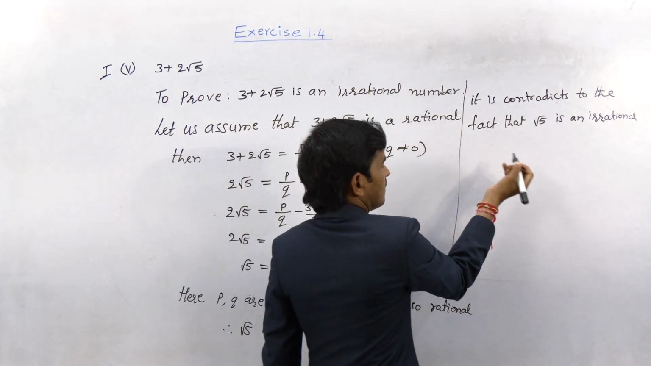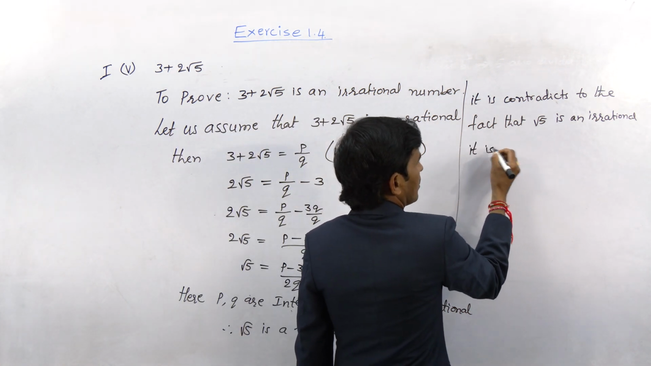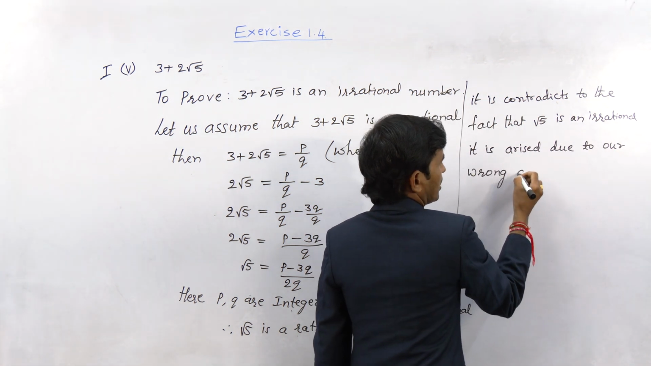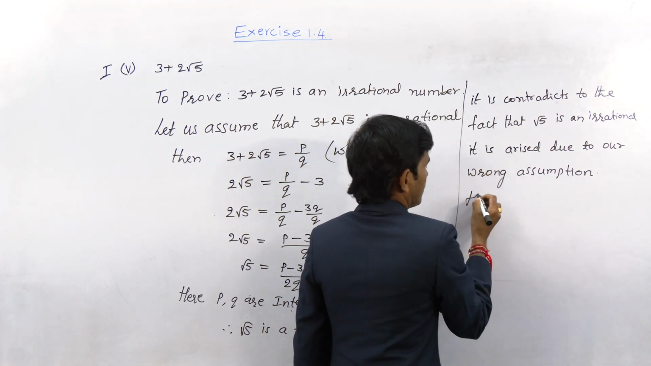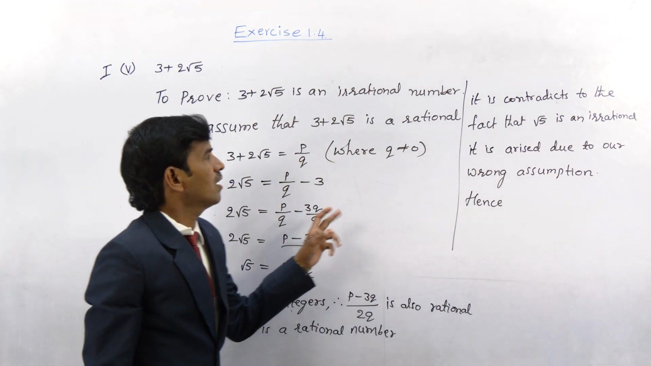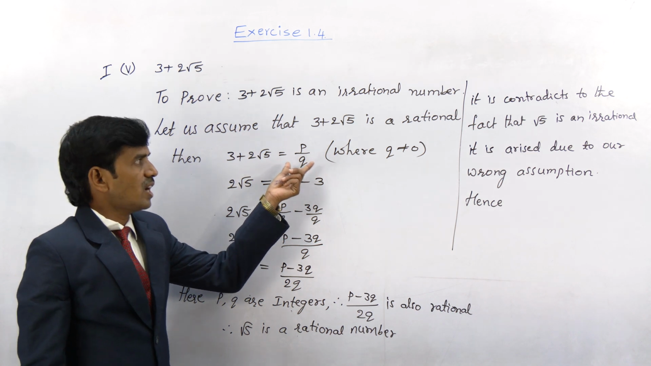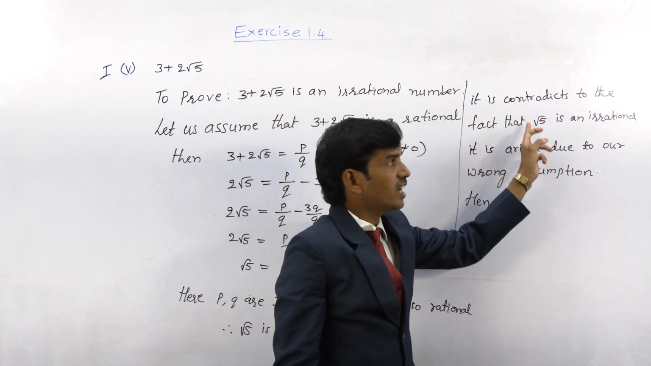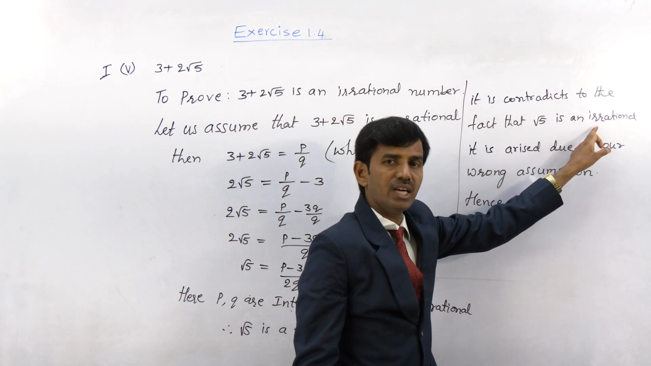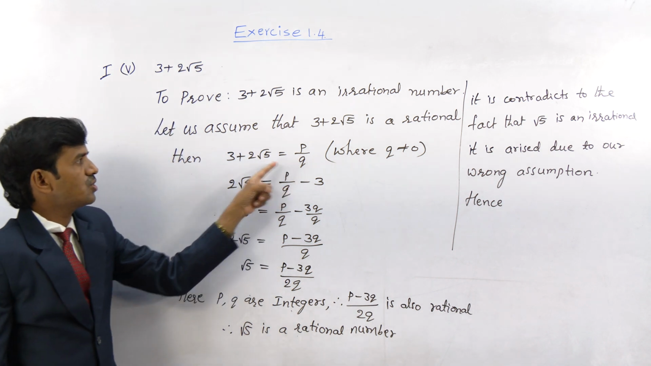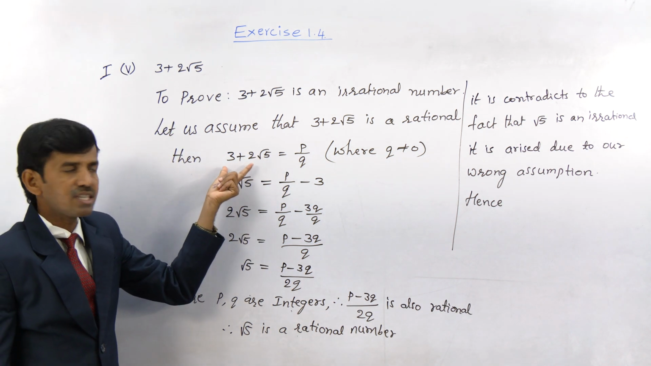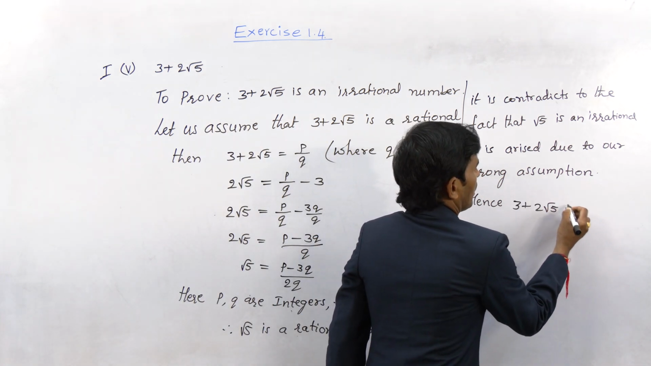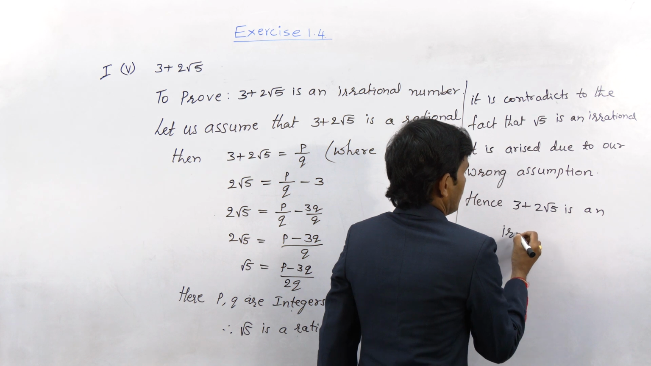So here it has arisen due to our wrong assumption. Hence, what is correct then? As our assumption is wrong, what we assumed is that this is a rational number, but what we achieve finally is a contradiction to the fact. What is the fact? Root 5 is irrational. So our assumption is wrong. So what should be considered then? Instead of a rational number, 3 plus 2 root 5 is an irrational number.